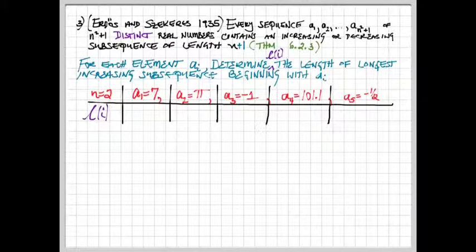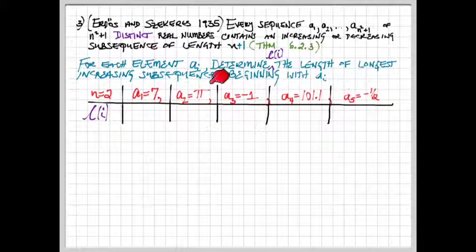So let us start. For each element in our sequence A sub i, determine the length of the longest increasing subsequence that begins with that element. So here I've created just a simple sequence of length 5. A1 is 7, A2 is pi, A3 is -1, A4 is 101.1, and A5 is -1.